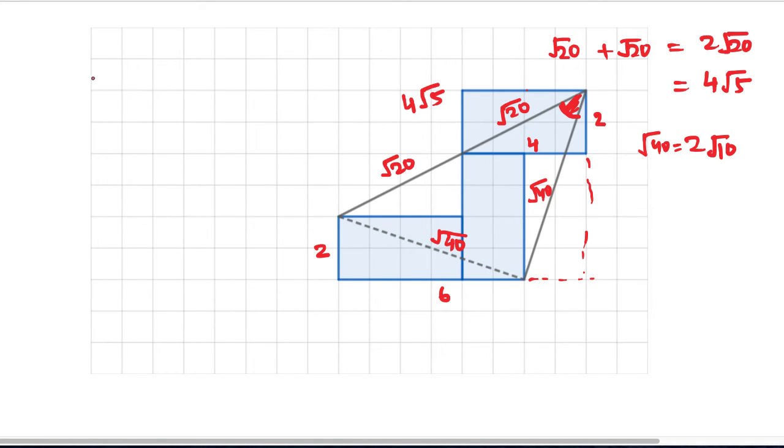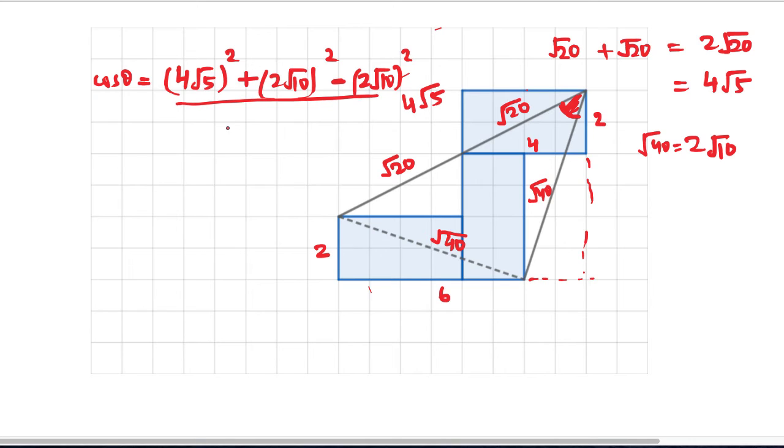Okay, so we know that cos theta is equal to this two sides square, which is 4 root 5 whole square, plus this side square, that is 2 root 10 square, minus this side square, which is again 2 root 10 whole square, divided by 2 times 4 root 5 into 2 root 10.